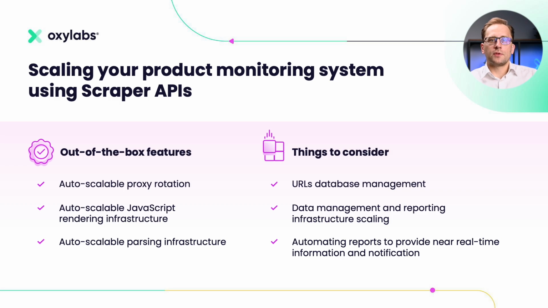Number one, there are very useful out-of-the-box features which come with Scraper API. Proxy rotation is auto-scalable, so you don't need to worry that you need to get more proxies from a specific country, or you want more proxies from other countries which you didn't have. Just with a single parameter, you can pick and choose any country, and even for a specific URL, you can choose which country IP you want to use.